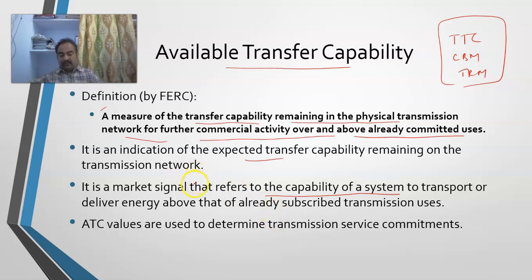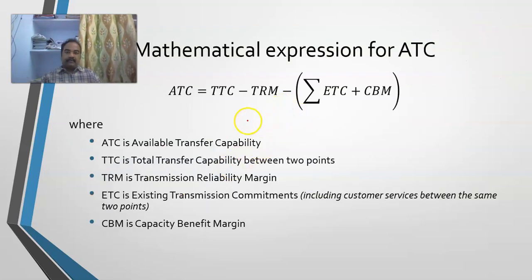This ATC is very important in modern electricity markets because it is employed in determining the transmission service components. Technically speaking, ATC is TTC minus the margins. First of all, you reduce the transmission reliability margin. Apart from this, the existing transmission commitments plus the capacity benefit margin are summed up and also reduced from the TTC. So this is the final expression for ATC.